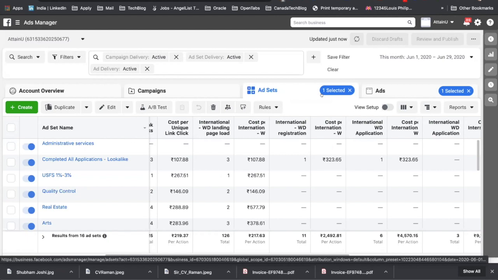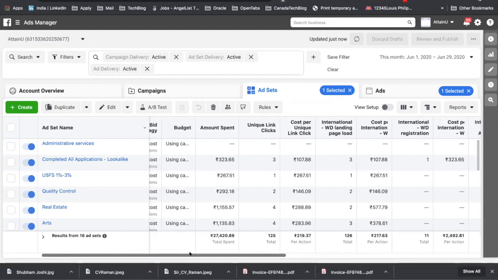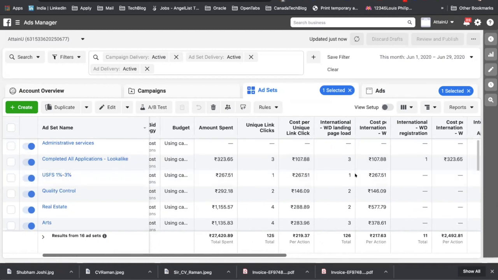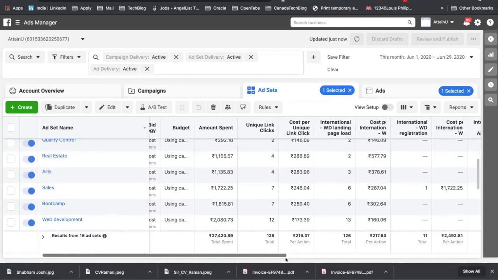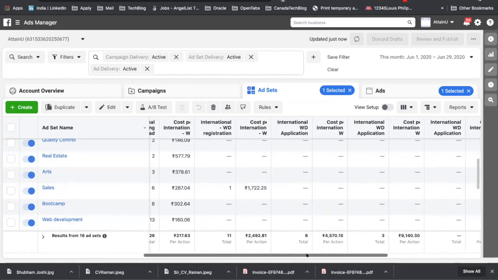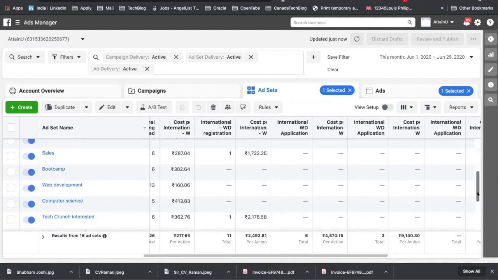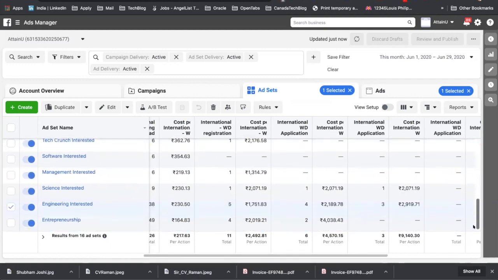So I would recommend, one, testing new creatives, and then essentially cutting these ads that aren't getting any results sooner rather than later. For instance, these right here, the real estate, the arts, the boot camp, all these different things, cutting them, turning them off before they get up to these higher numbers.